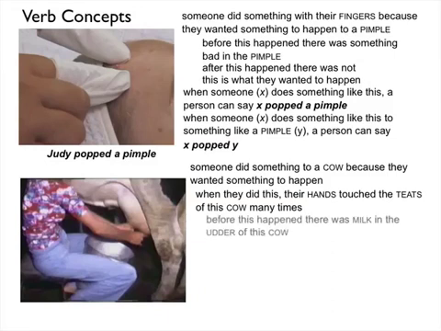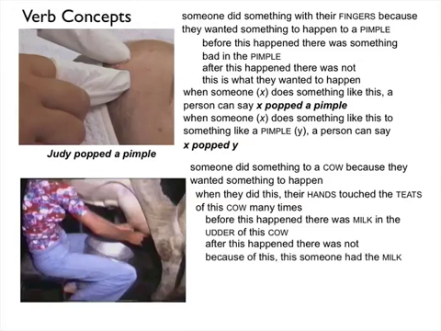Anyway, but that's part of the concept, right? Before this happened, there was milk in the udder of the cow, and if we know that milking has taken place, then at least most of the milk has to have come out of the cow, right? And after this happened, there's not. The milk is removed. So this is a scenario of removal.